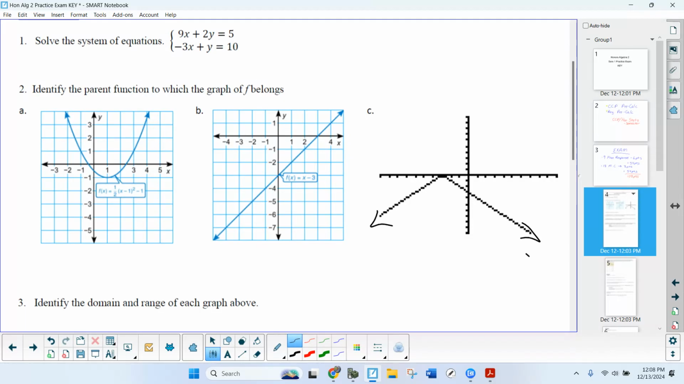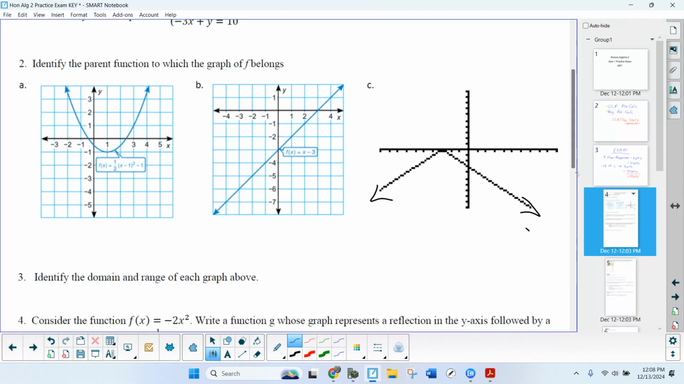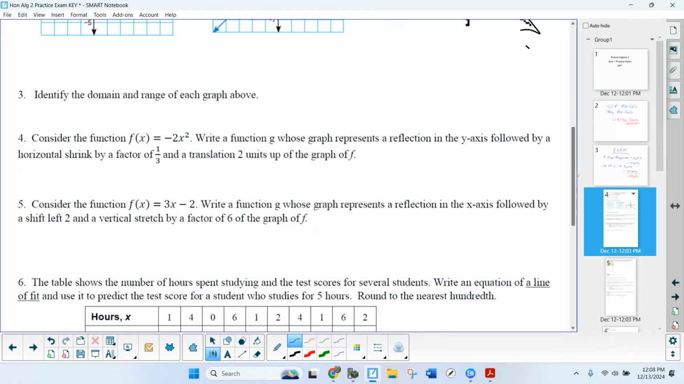Okay. Number 4 and 5. These were ones where you had to, and we've been doing these, but these get tough. You had to reflect over y, horizontal shrink by 2, and then reflect over x, left 2, and vertical stretch by 6. So I need to talk through 4 or 5.